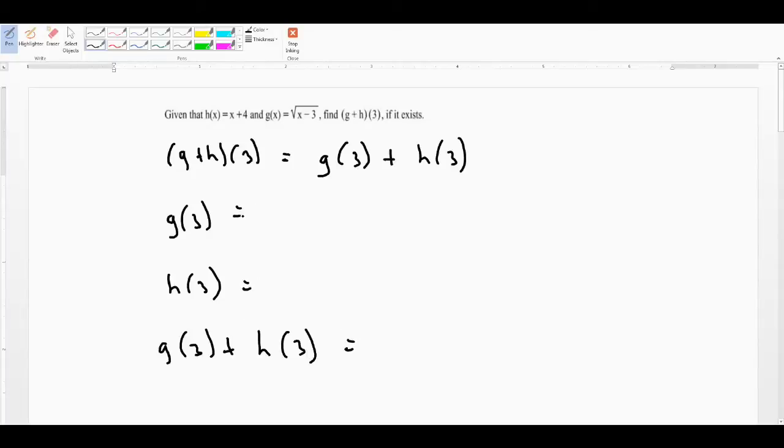So, g of 3, the g just means we're going to use this equation, the square root of x minus 3. Instead of an x, we're going to use a 3. So we're going to have 3 minus 3 underneath. And this 3 minus 3 is 0, and the square root of 0 is 0. Then h of 3 means we're going to use x plus 4. So we're going to take the x and replace it with the 3. So now we have 3 plus 4, which is 7. So when we find g of 3 plus h of 3, we're going to take 0 plus 7, add those together, and we do get 7. And that's it.